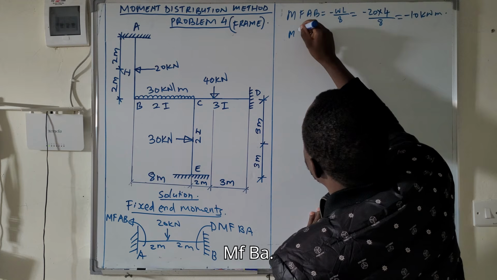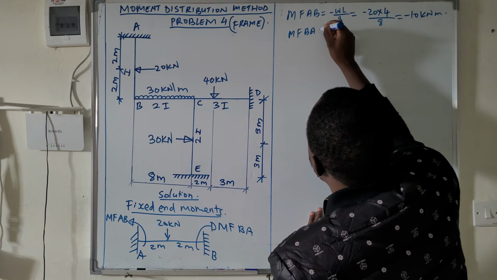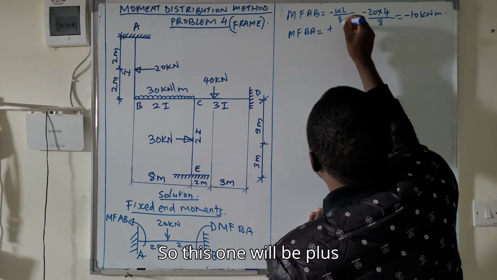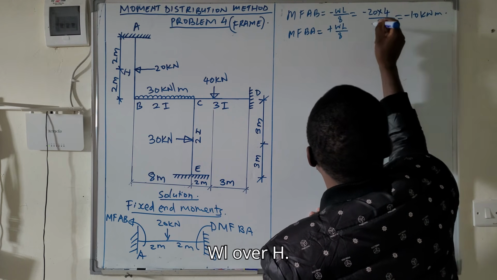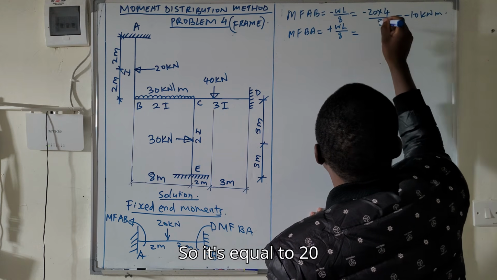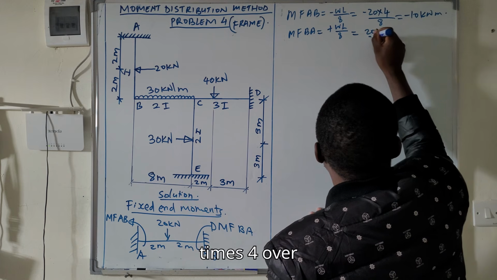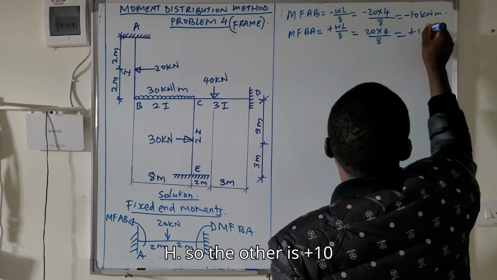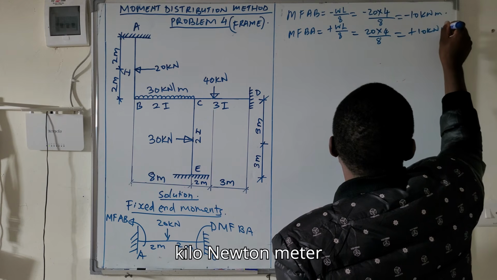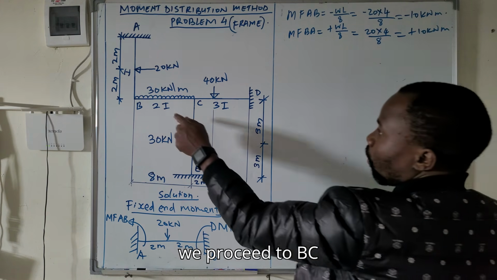We proceed to MFBA. So this one will be plus WL over 8. So it's equal to 20 times 4 over 8. So the answer is plus 10 kilonewton meter. We proceed to BC.